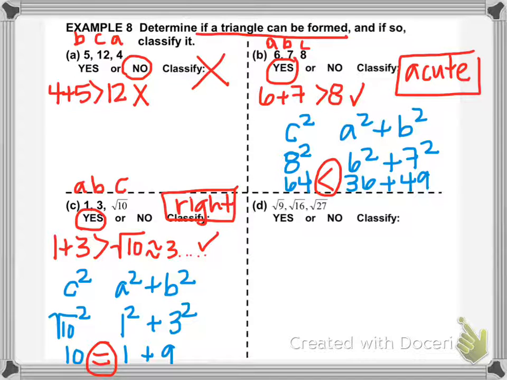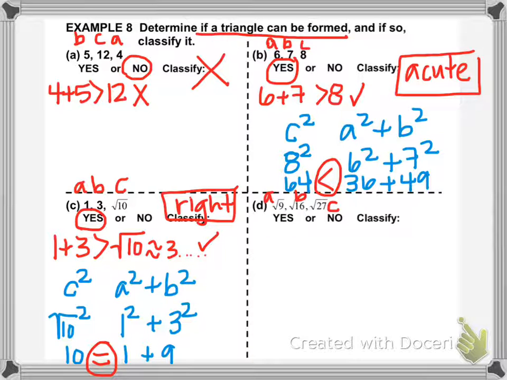On D, square root of 9, square root of 16, square root of 27, we know square root of 9 is 3. We know square root of 16 is 4. And square root of 27 is 5 point something. So square root of 27 is going to be my side C, and then my A and B are going to be my square root of 9 and square root of 16.